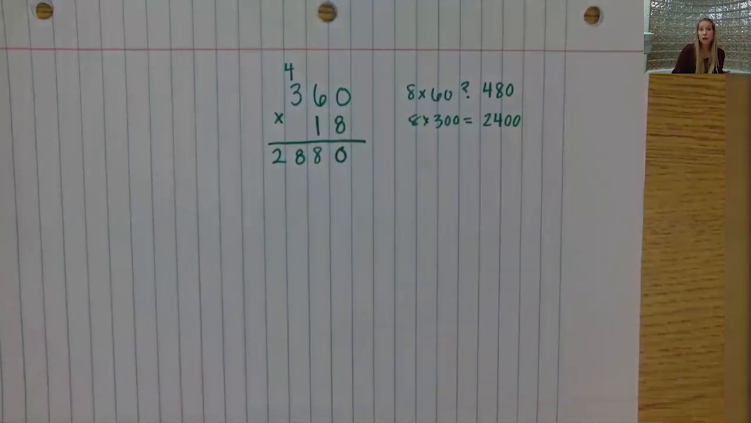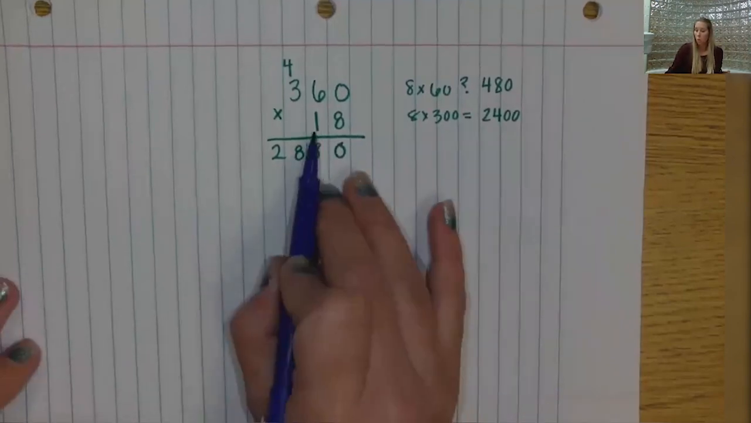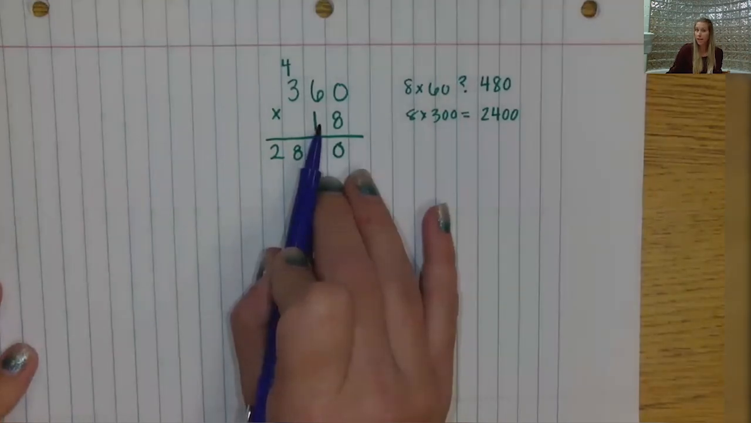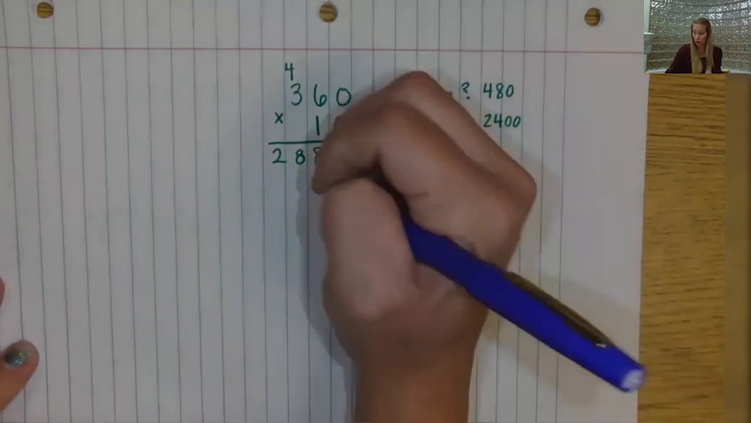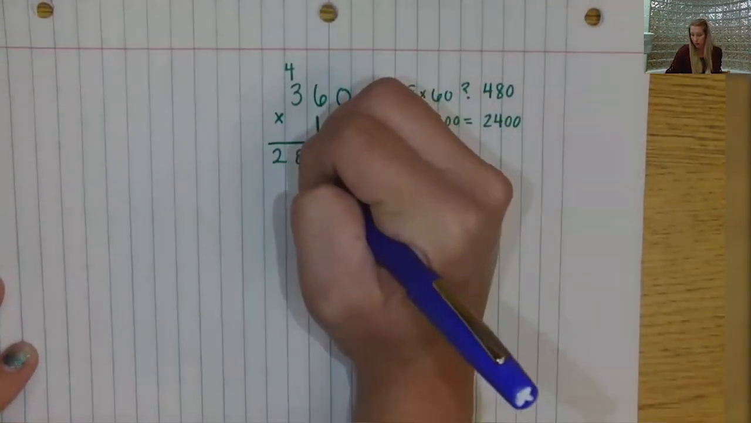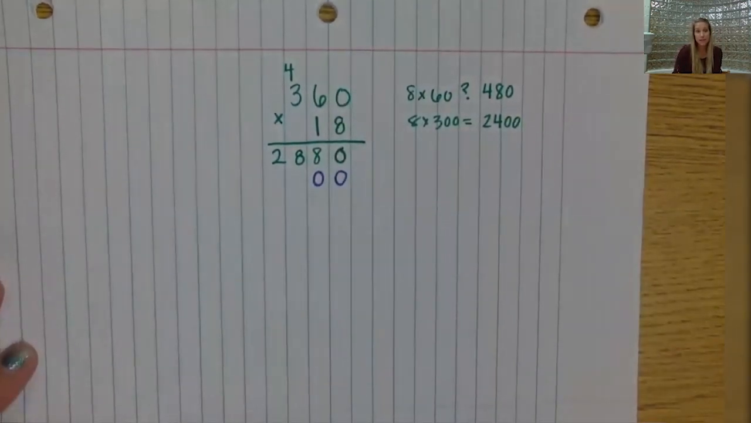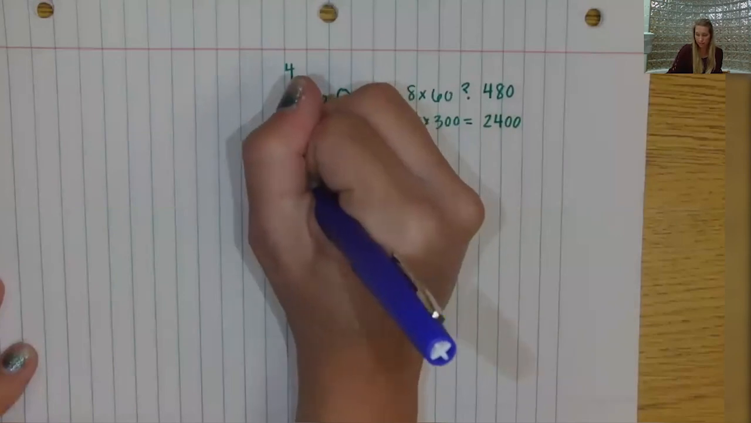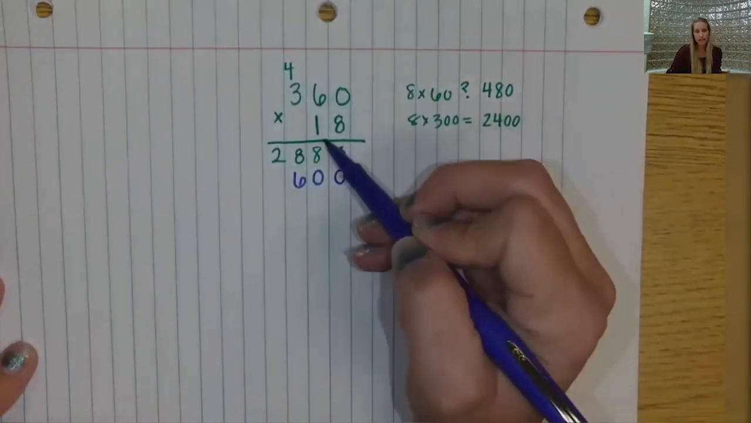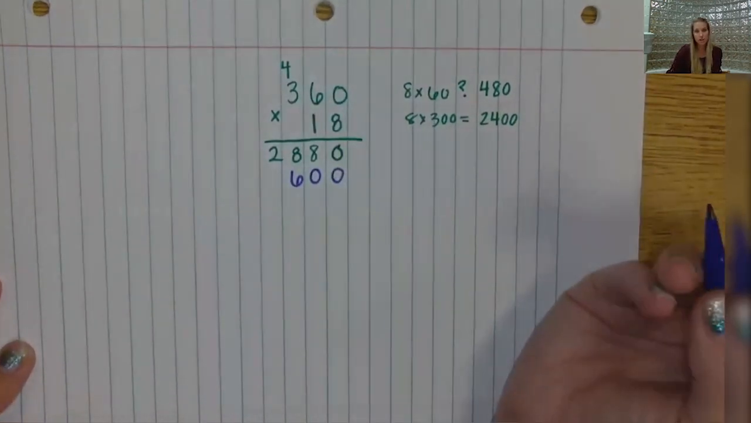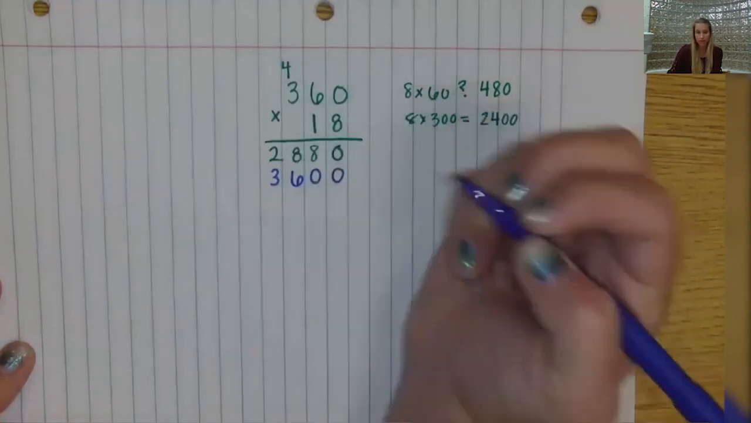Now we need to multiply by the tens place. Well, what do we know about anything times 1? That's right, anything times 1 has the same value. So 1 or 10 times 0 is 0. 10 times 60 is 600. 10 times 300 is 3,000.